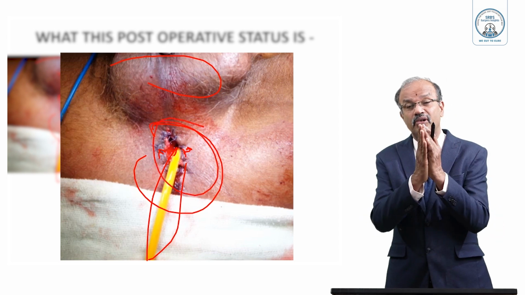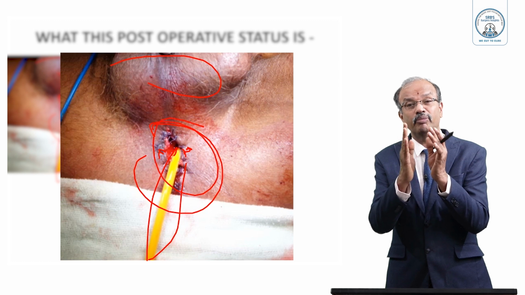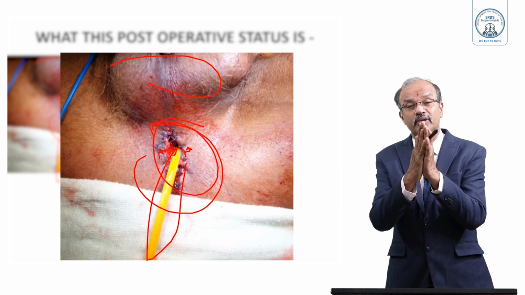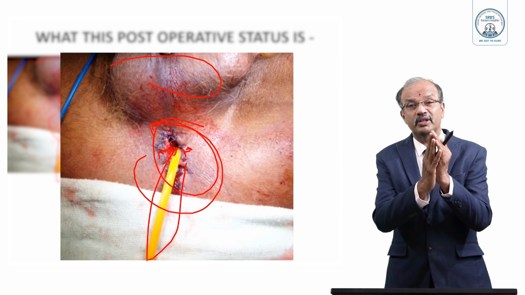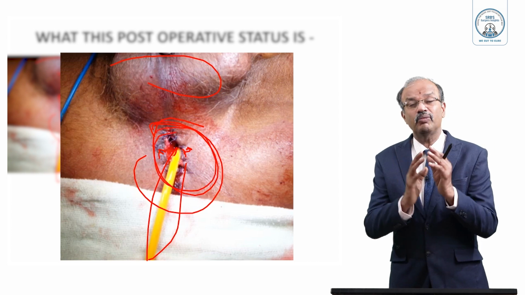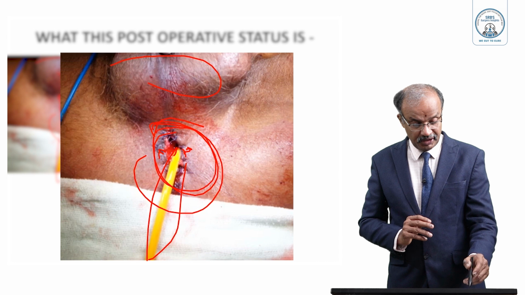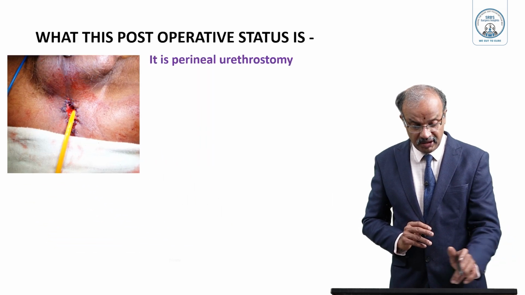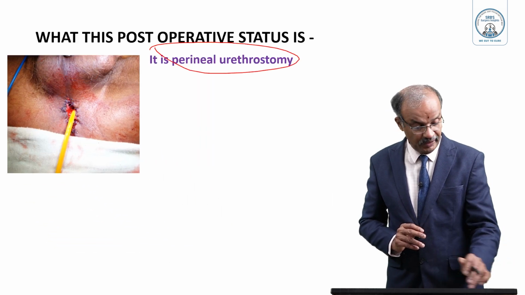We know that the urethra has parts: prostatic urethra, membranous urethra in the perineal membrane, then bulbar urethra, then penile urethra. So urethrostomy is done just at the bulbar urethra, and this is what exactly is done. So what is this? It is a perineal urethrostomy.